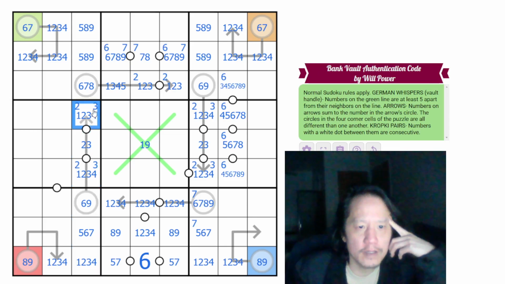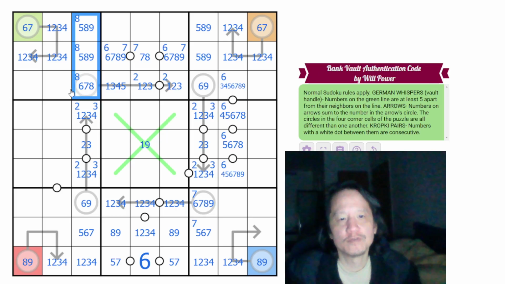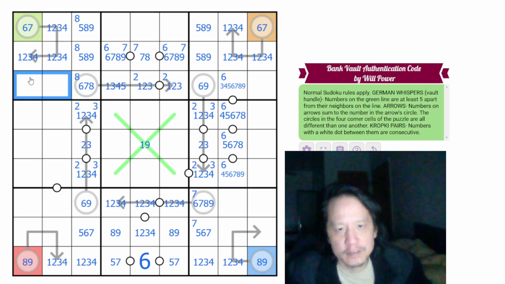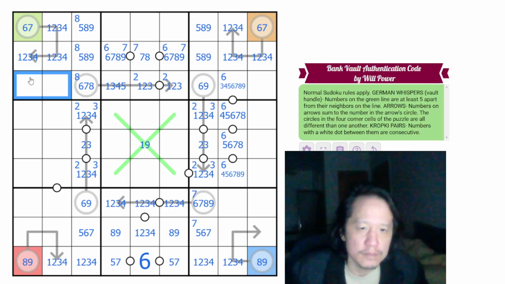Similarly, none of these cells can be 8. Where is the 8 in column 3? It has to be one of these 3 cells, so none of these could be 8. Hmm.